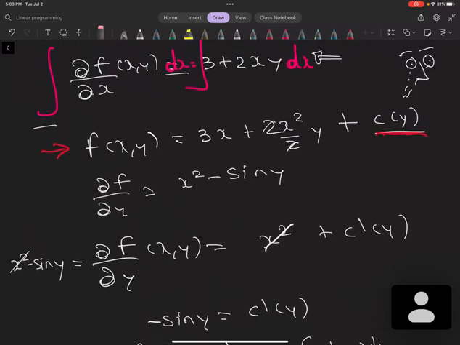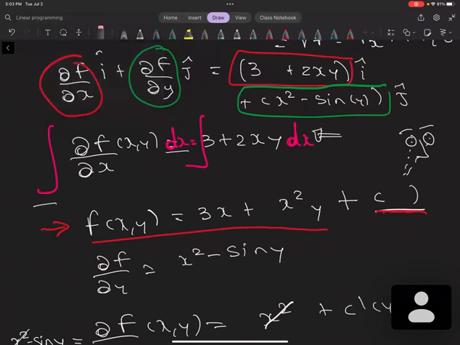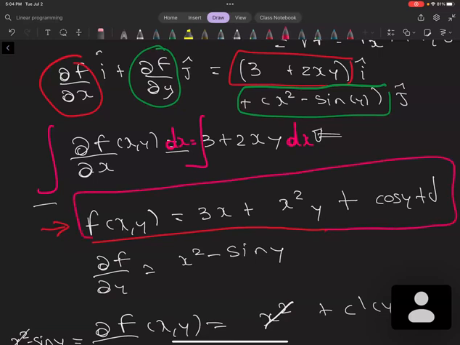So finally, this is my solution. My solution is f of x, y equals x squared y, and c of y we said is cosine of y plus d. And we are done. This is my function such that the gradient of this function is going to give me the vector field that I need.